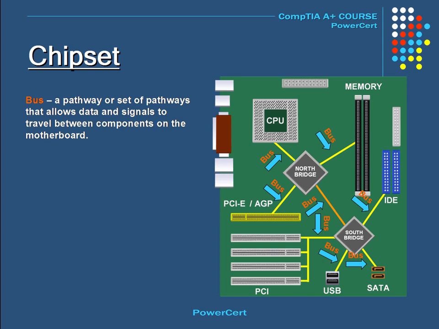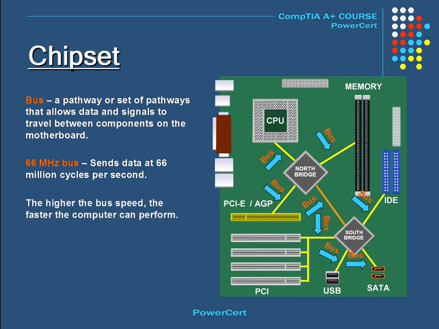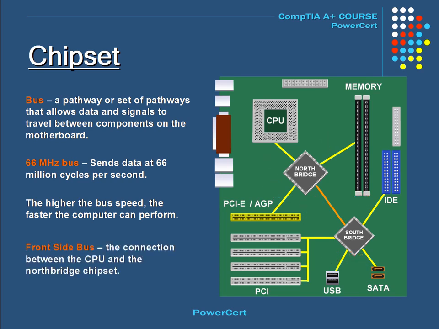So for example, if a bus speed is said to operate at 66 MHz, then that means that particular bus can send data at 66 million cycles per second. The higher the bus speed, the faster the computer can send data, which improves the performance of the computer. A motherboard's bus speed generally refers to the speed of the front side bus. The front side bus is the connection between the CPU and the north bridge chipset.